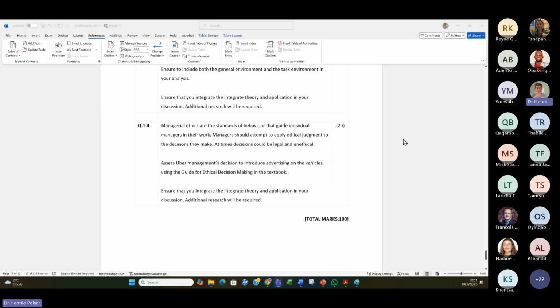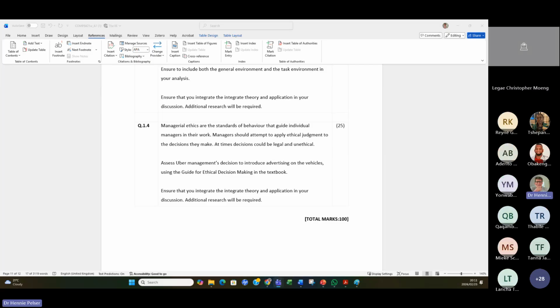Okay, guys, and then the last one, managerial ethics. So in terms of managerial ethics, you can see there's a decision there that Uber wants to take. Let me open this. Okay, and yeah, advertising on vehicles. Already, we know that Uber drivers are sitting ducks. And for me as a South African, I would be very nervous to get into an Uber that advertises, because those are the kinds of things.